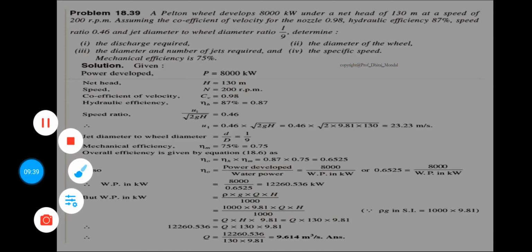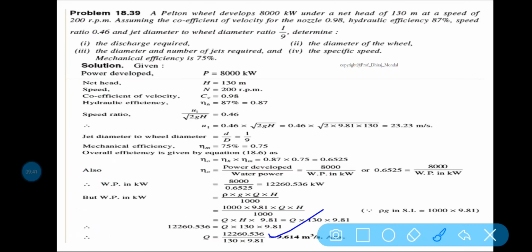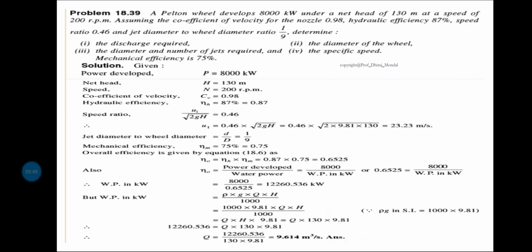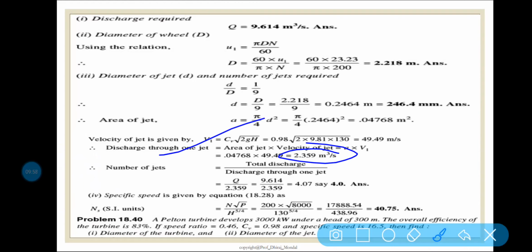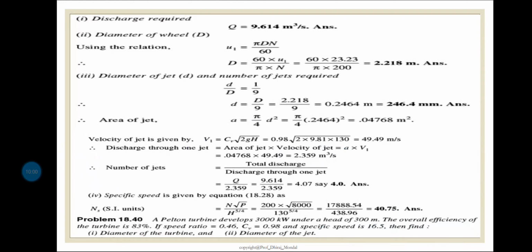So I think it is clear. You can see here again, this is your total discharge, and small discharge, area into velocity, A into V1. So already I have got area into velocity, the discharge through the one jet is your 2.3. Clear? So ultimately this is your answer. So I hope it is clear.